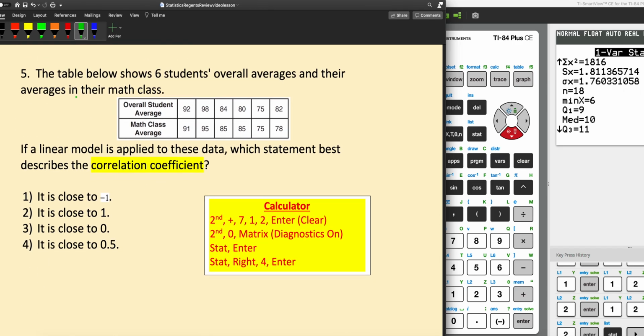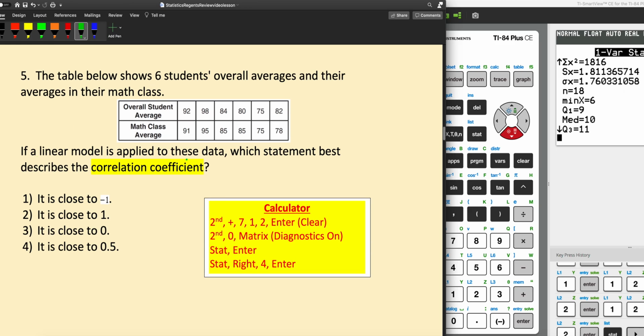Okay, now the Regents hit you with this one that will take some work, but again, we learned these buttons, so you know it in your calculator. This will be easy. It says the table below shows 6 students' overall averages and their averages in their math class. If a linear model is applied to these data, which statement best describes the correlation coefficient?